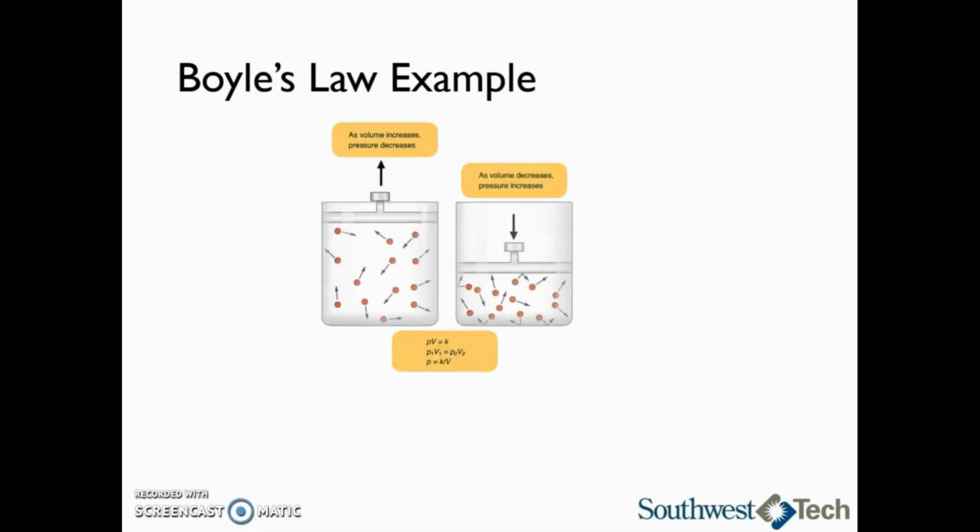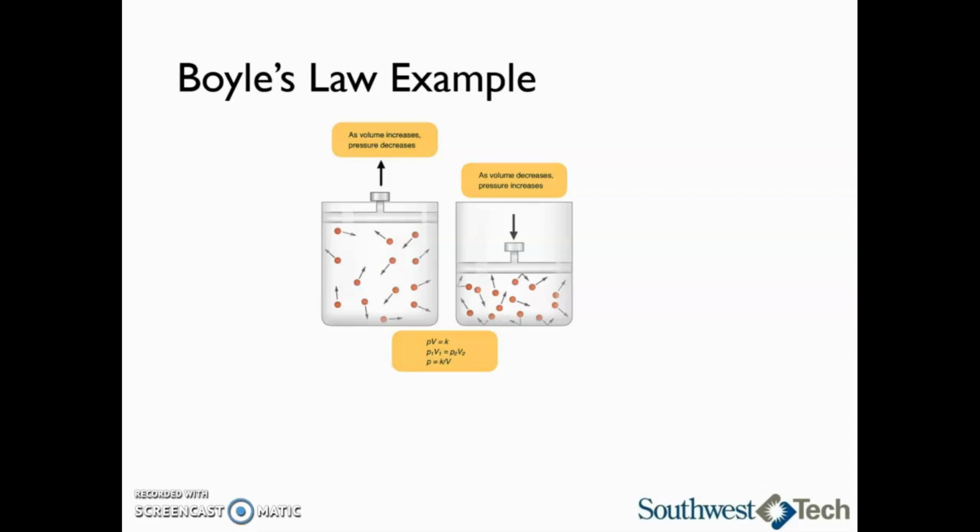In the picture on the left, we see that we have a large volume, so the pressure goes down since there are fewer interactions or collisions between molecules. On the right side, the stopper in the beaker is pushed down, so the volume decreases. When the volume decreases, the pressure increases because there isn't as much space for the same number of molecules to move around, so they collide more often, increasing the pressure.